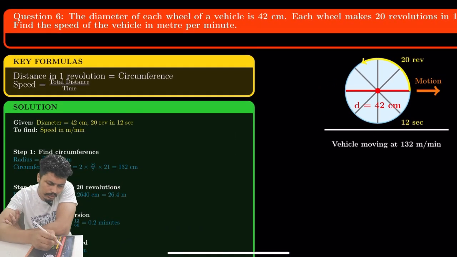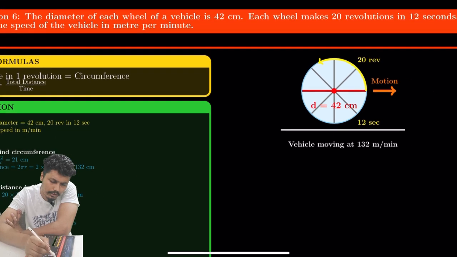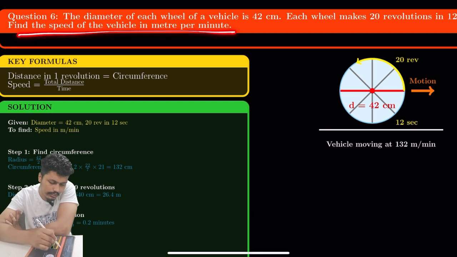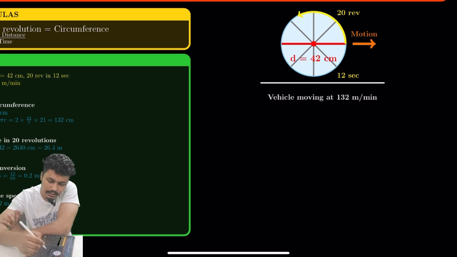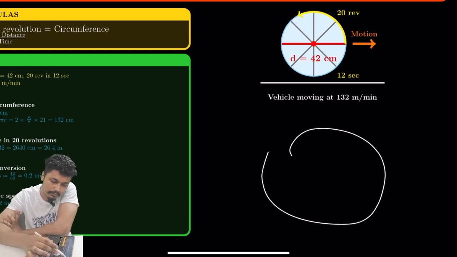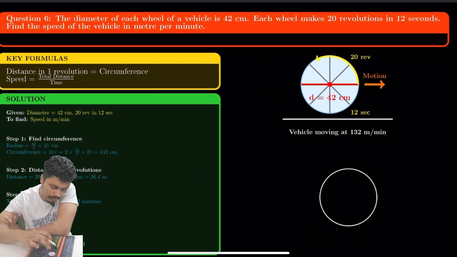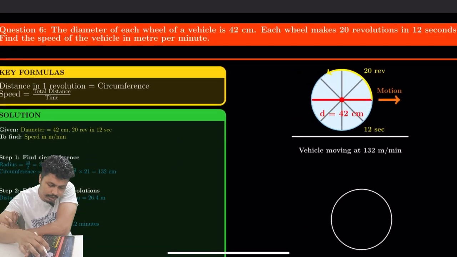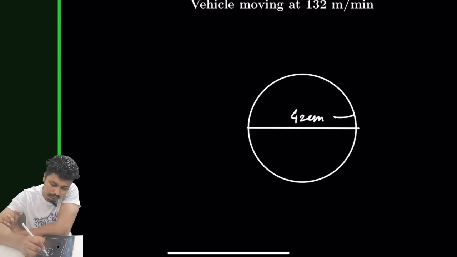Question number 6. The diameter of each wheel of a vehicle is 42 centimeter. Each wheel makes 20 revolutions in 12 seconds. Find the speed of the vehicle in meter per minute. Very interesting question, I like this question. What does the question say? There is a wheel. The diameter of the wheel is 42 centimeter, from here till here.